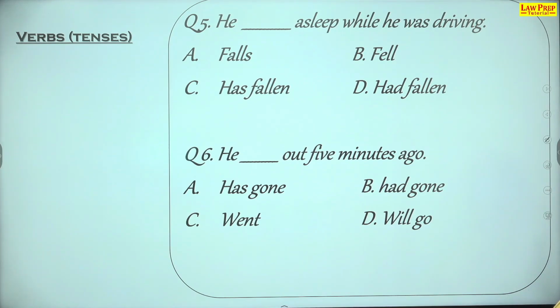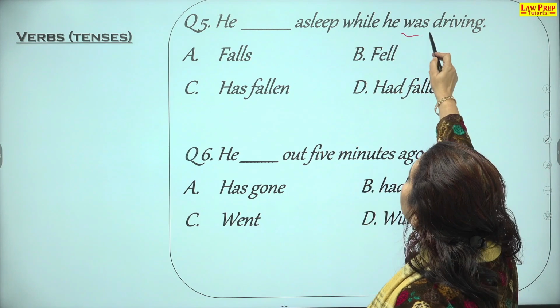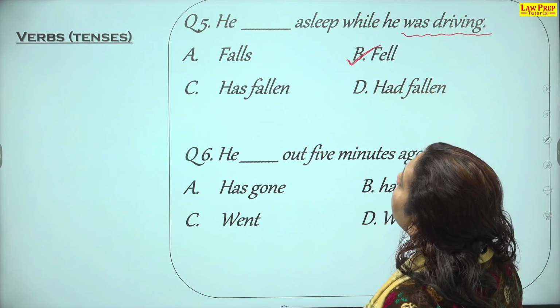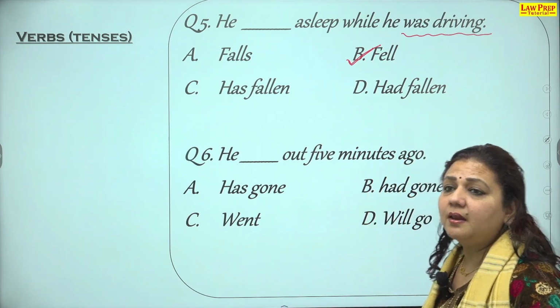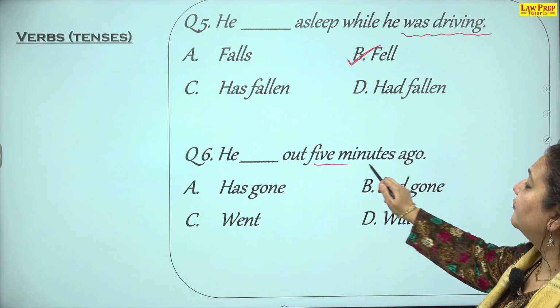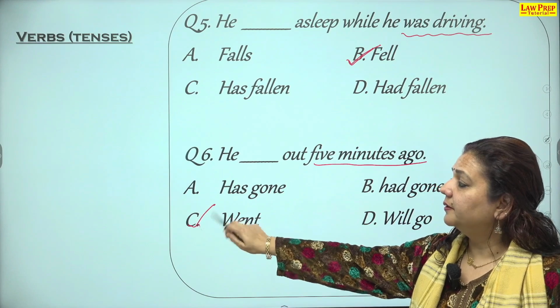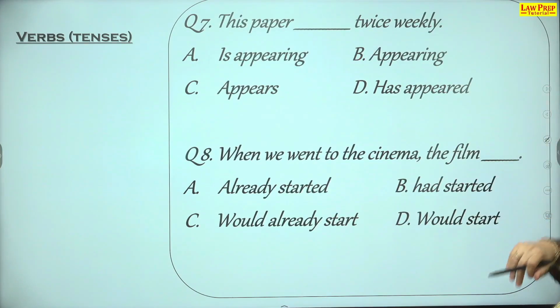ओके, नाउ he was driving, पास्ट कंटिन्यूस है, तो अब हमें क्या यूज़ करना है was driving के साथ? सिंपल पास्ट टेंस। He fell asleep while he was driving. Simple past tense, fell asleep while he was driving. अब यहाँ दिया गया है टाइम फैक्टर। टाइम फैक्टर के साथ कौन सा टेंस? सिंपल पास्ट टेंस, राइट? He went out 5 minutes ago. Next question.